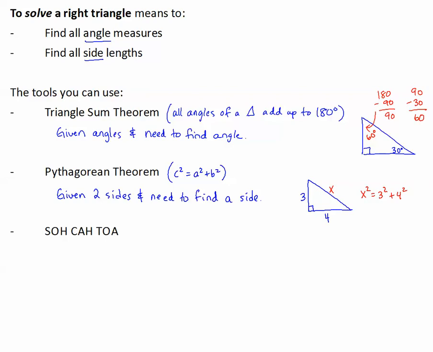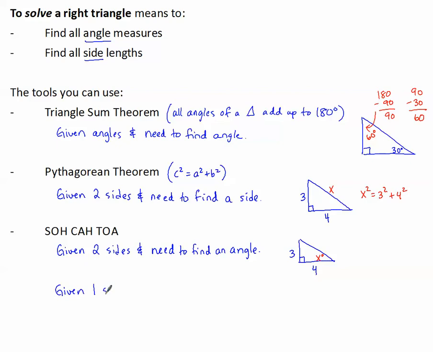Then we have SOHCAHTOA. This can be used for multiple things. One is, if we are given two sides and need to find an angle. What does that look like? I'll give you the same picture, a 3 and a 4, but this time what I'm missing is this angle right here, x degrees.